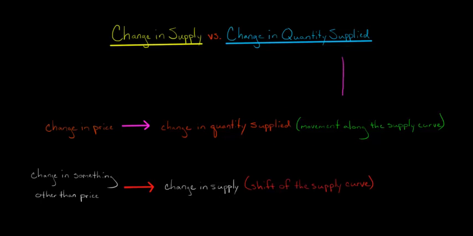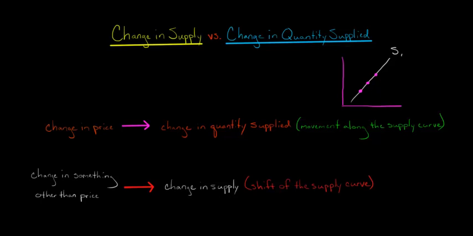Let me show you, for example. Let's say we've got our graph here, and this is our upward sloping supply curve. Let's call that S1. If there's a change in price of whatever this good is, we're just going to move from one point along the supply curve to another point along the supply curve. We're not going to draw a whole new supply curve.